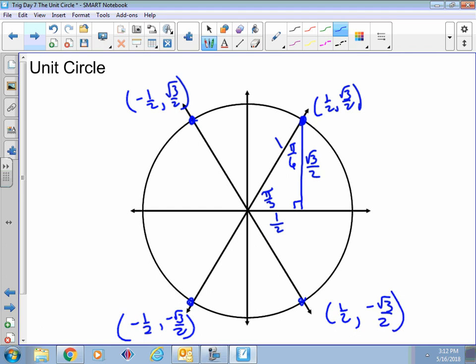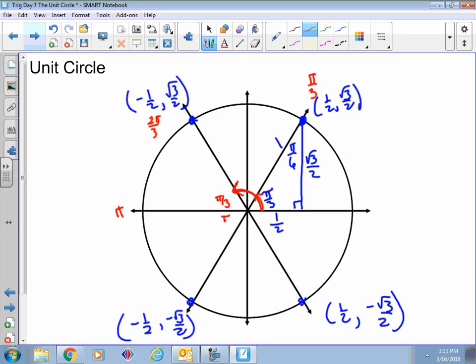Okay, wait. What about the angle measures? Well, there's pi over 3. We already got 1. So what if I am pi over 3 short of a full pi to get from here to there? Pi is the same thing as 3 pi over 3. I'm 1 short. This has got to be located at 2 pi over 3.